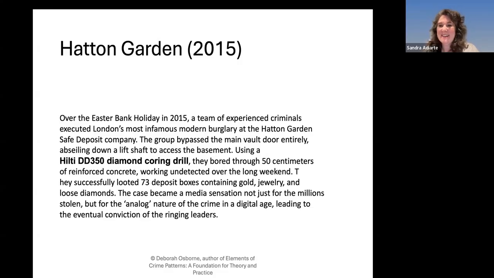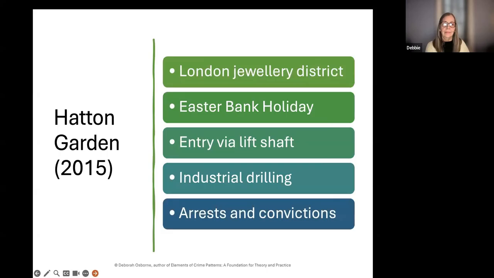Yes, there's cyber crime, but there's old-fashioned. And these people were convicted. So in this presentation, we're not suggesting the same people are doing it. We're calling it a crime pattern type, basically. So you see the parts of this was, and I don't know what happened to the slide after the second one, but it's fine. The London Jewelry District, Easter Bank Holiday, lift shaft, industrial drilling, arrests and convictions.